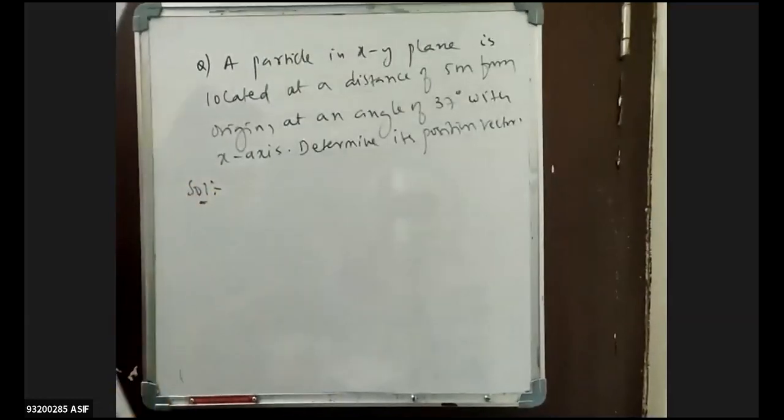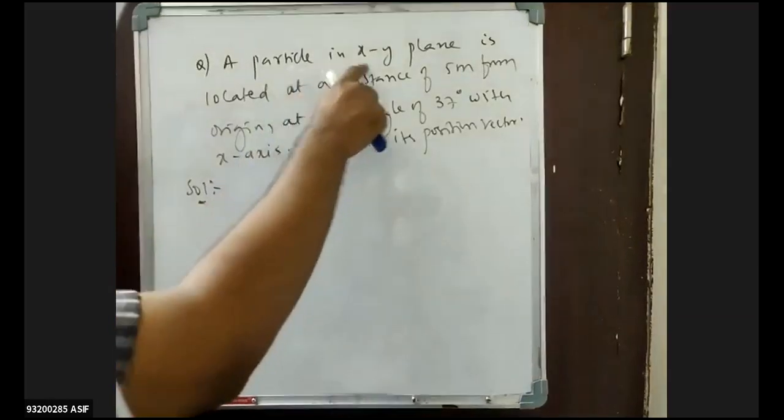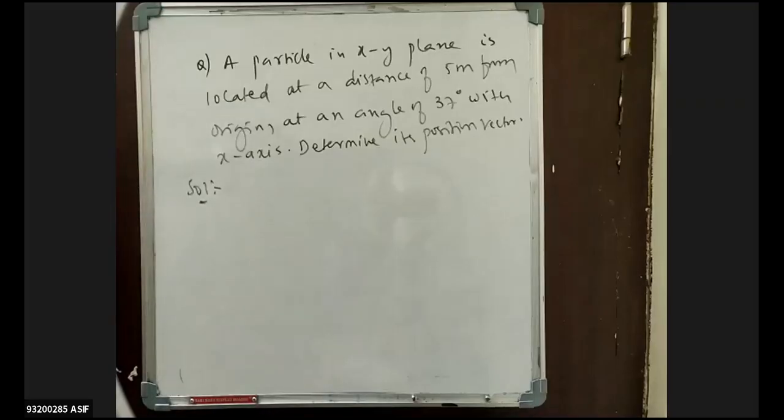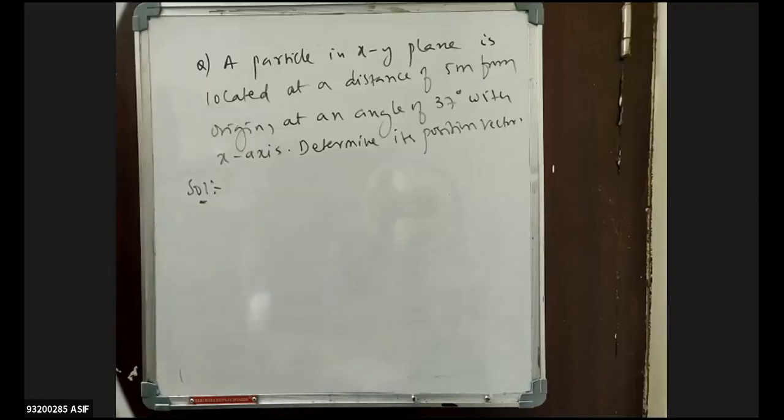Based upon the position vector, I'm giving a small numerical. A particle in the XY plane is located at a distance of 5 meters from the origin, at an angle of 37 degrees with your x-axis. Determine its position vector. Tell me in vectors, not magnitude. In vector form, it means 4 i cap plus 3 j cap. Very good, 4 i cap plus 3 j cap.